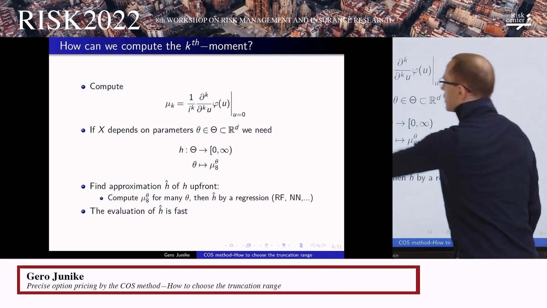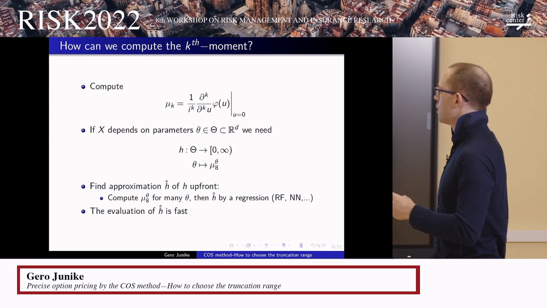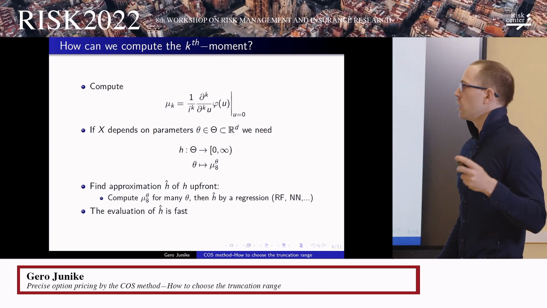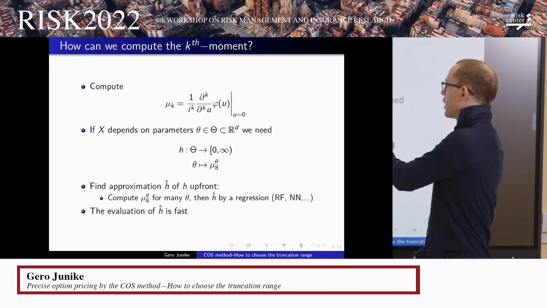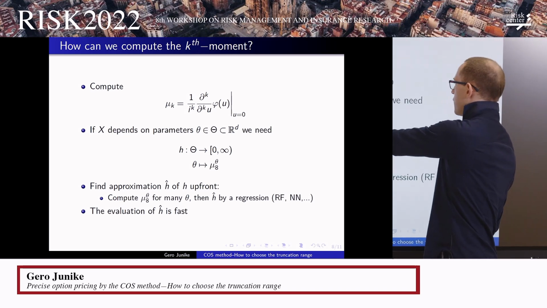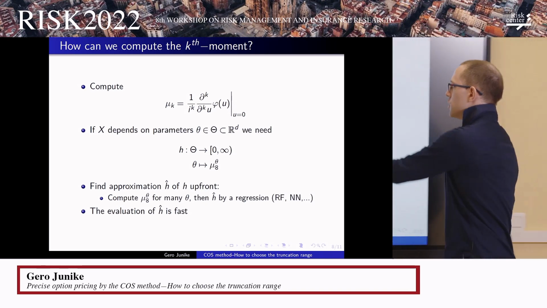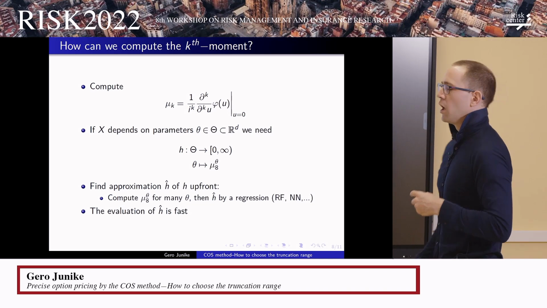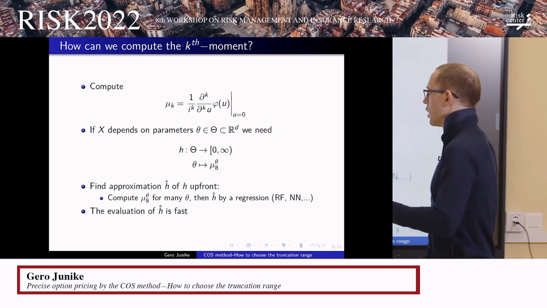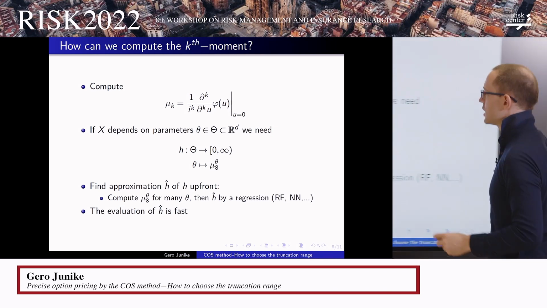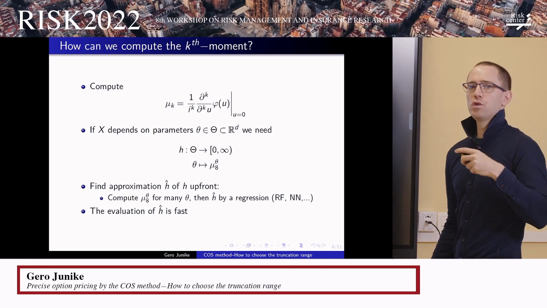If the model X depends on some parameters theta, for instance, the log returns in the Heston model depend on 5 parameters, then we needed to find a function h, which maps the parameter theta to the 8th moment. And what we propose is to find an approximation h hat of h up front, before we use the COS method.